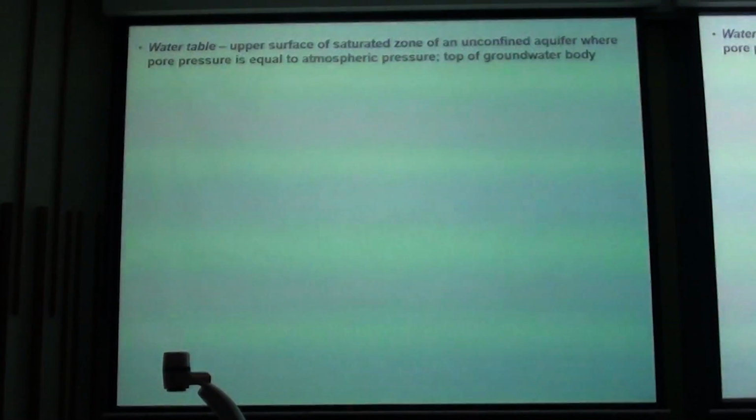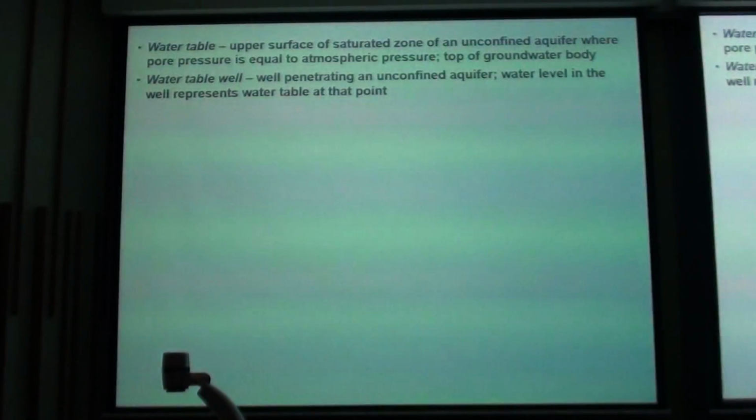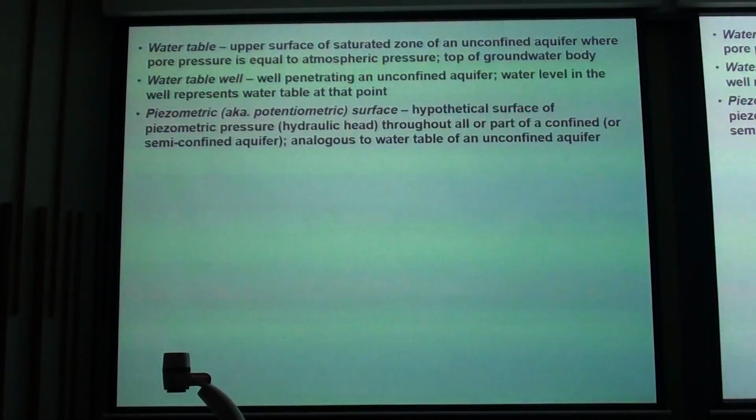Okay, water table. I won't read through all these. These are things you can read through yourself, because they'll become self-explanatory as I show you some of the diagrams. Anyway, water table, well, and I'll talk about those.